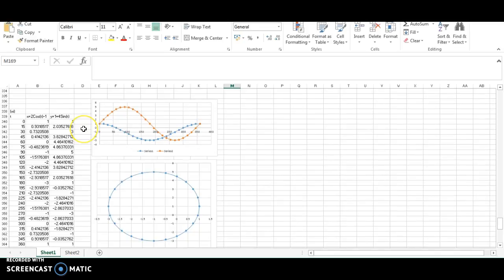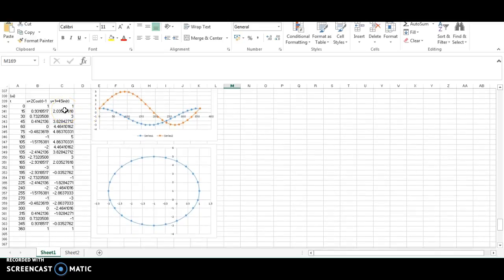And then over here we have 2 cosine t minus 1 for x, and then y is equal to 1 plus 4 sine t. And so that gives us more of an oval, because the radius for the x is different to the radius for the y side. And it gives us a center point of minus 1 and 1.